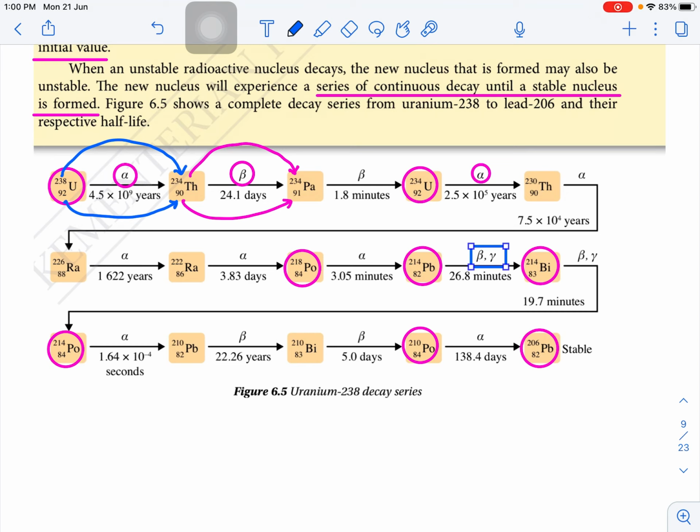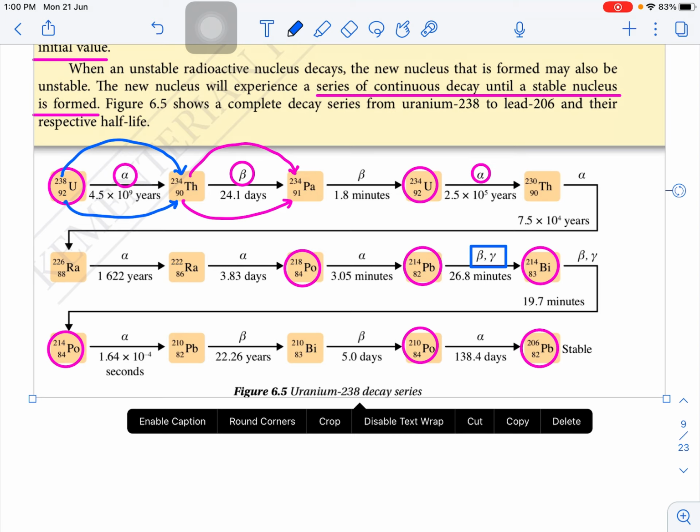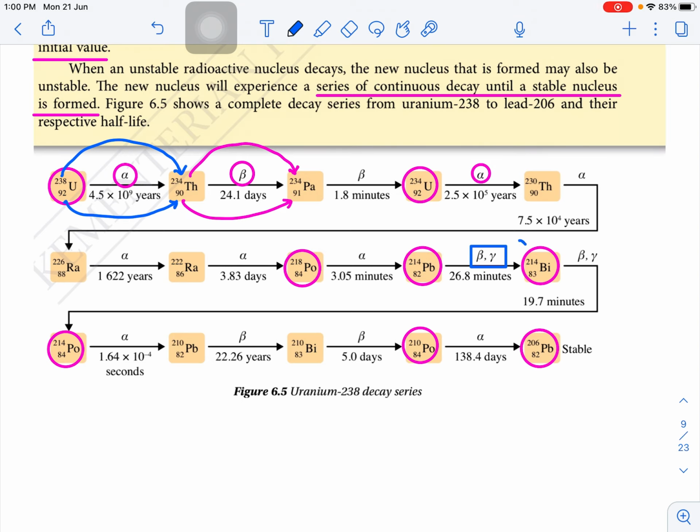And also from bismuth-214-83 to become 214-84. The nucleon number is still the same, but the proton number increases by 1, which means the bismuth emits a beta particle, and at the same time it also emits a gamma ray.